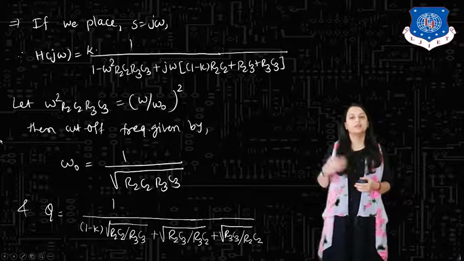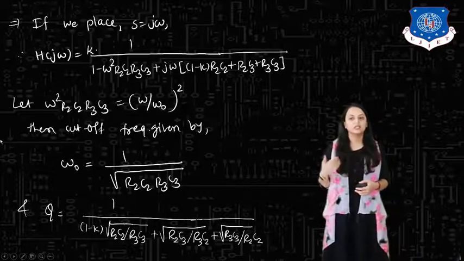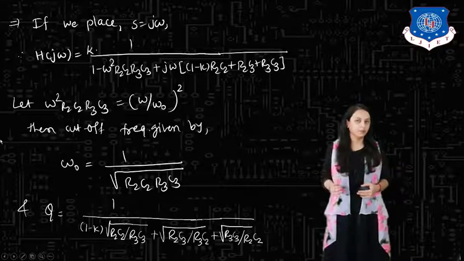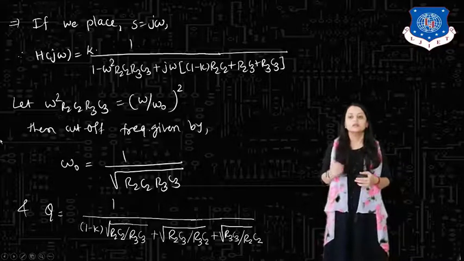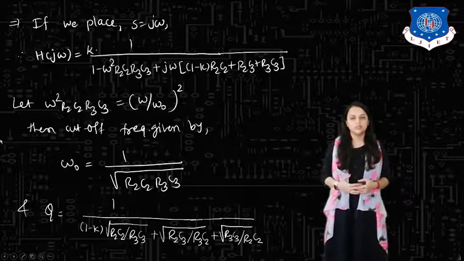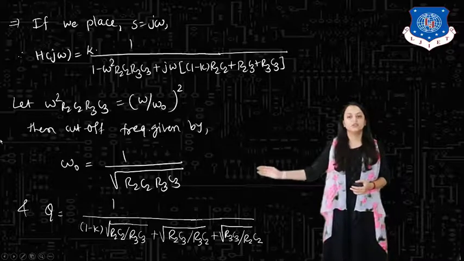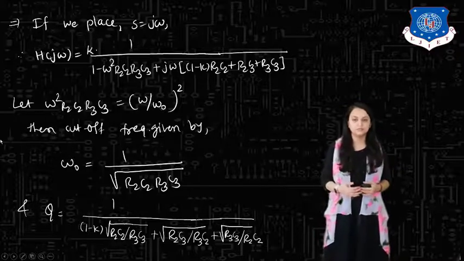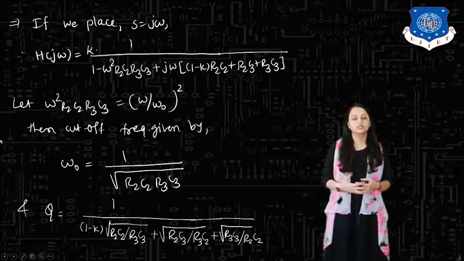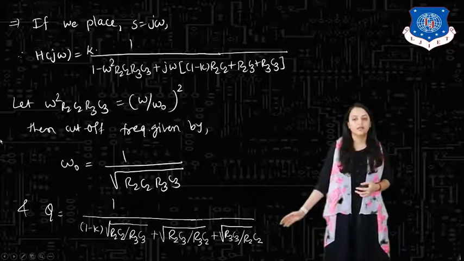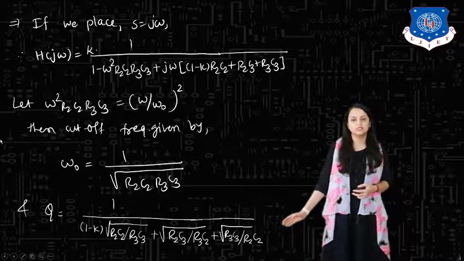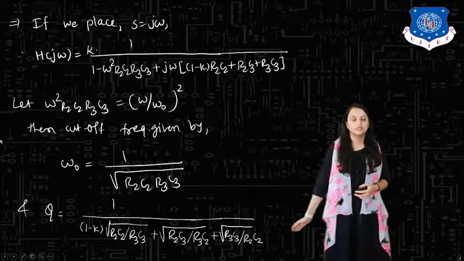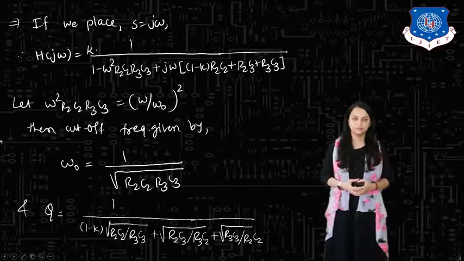Now by comparing this equation with the standard equation, we can get the omega square R2 C2 R3 C3 term equal to (omega by omega 0) whole square. So using this, the cutoff frequency can be given as omega 0 equal to 1 upon under root of R2 C2 R3 C3, and the value of Q is given as 1 by (1 minus K) under root R2 C2 by R3 C3 plus R2 C3 by R3 C2 plus under root R3 C3 by R2 C2. Okay.